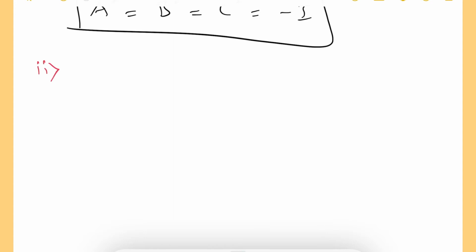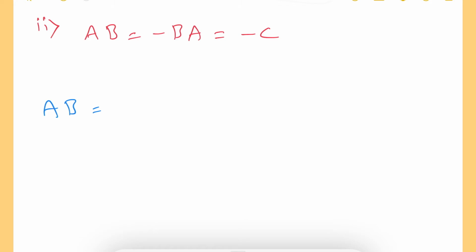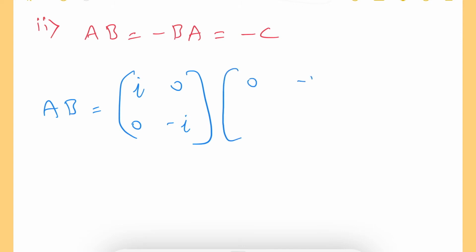Next, in this fifth bit only, again question number 2 is there. That is to show that AB equals minus BA equals minus C. Okay, first, as usual, let us find the value of AB. The A matrix is given as [i, 0; 0, minus i] into the B matrix, which is given as [0, minus 1; 1, 0].